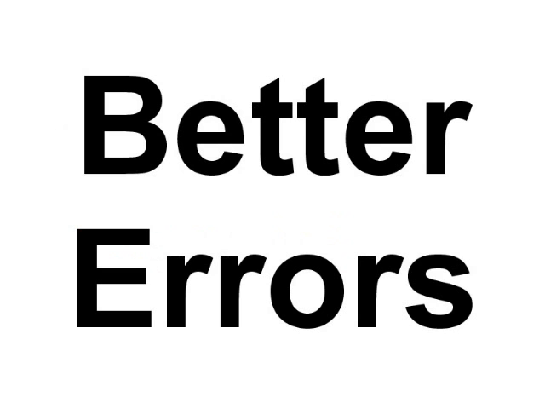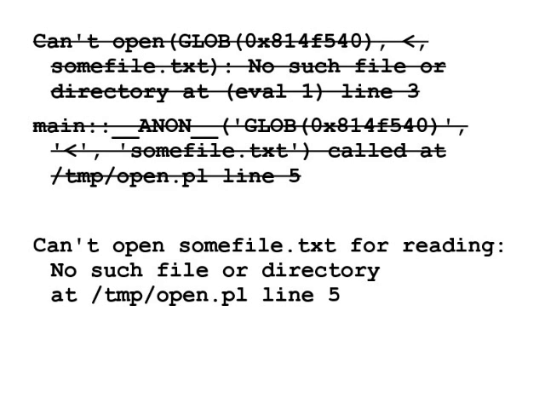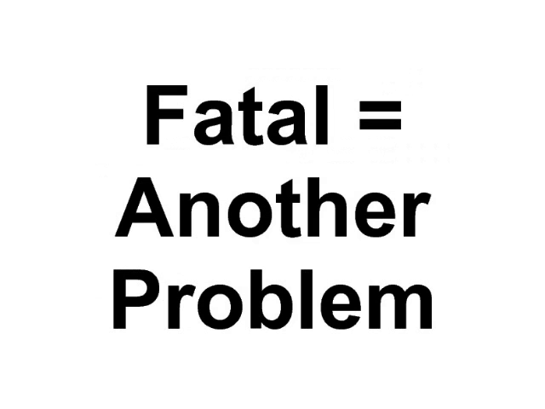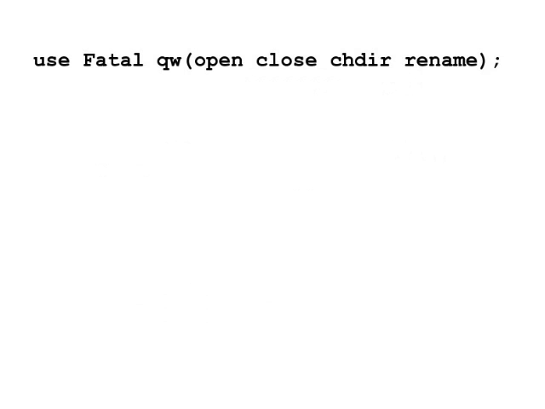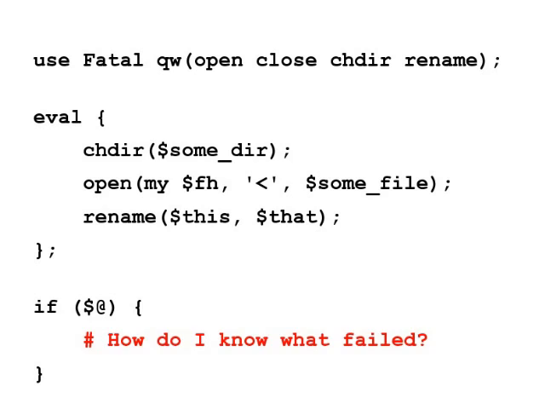It also provides you with better error messages, rather than those absolutely terrible things which Fatal might give you. It instead gives you an error message pretty much as you'd write yourself. In fact, you can register your own error messages if you don't like the defaults. But Fatal also has another problem. Here I'm using Fatal to fatalize a whole bunch of different calls: open, close, chdir, and rename. And then I'm trying to use all of those calls in a block of code. But if I've got an error, how do I actually know which one failed and what the failure was?